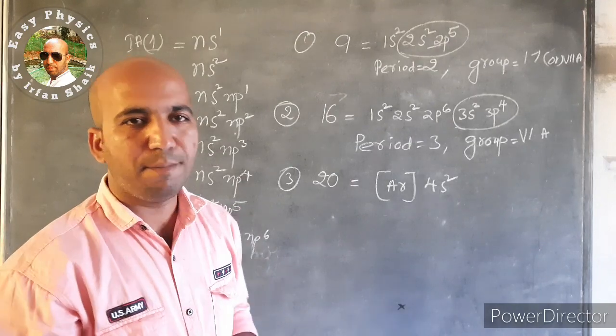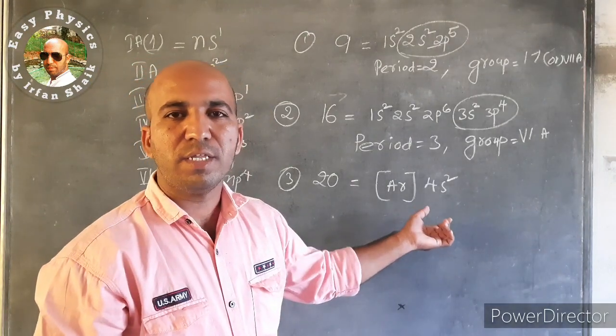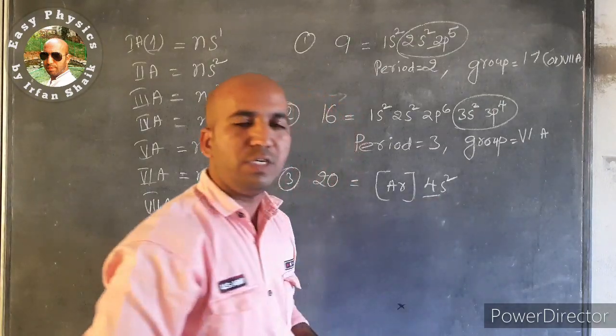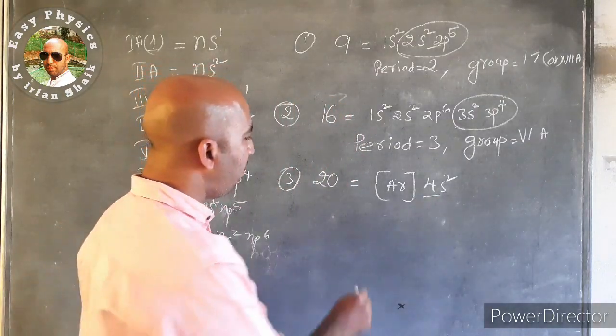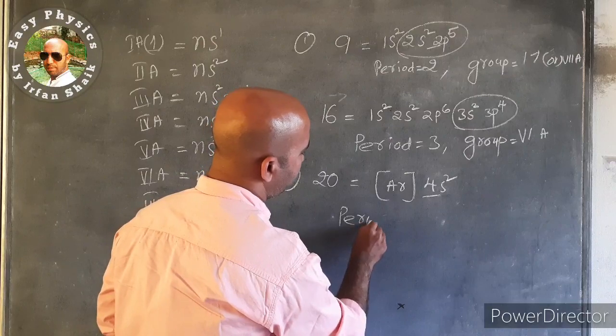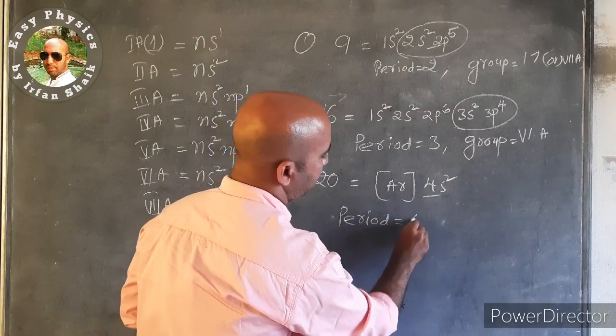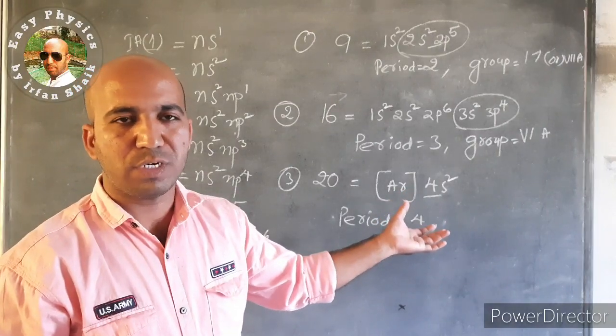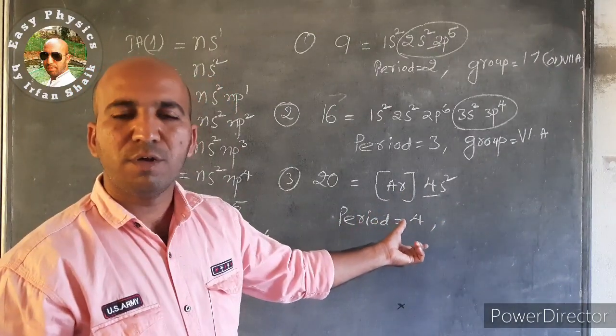Here we want to find the period number first. How to find the period number? Just by knowing the valence shell. Observe the valence shell here. The valence shell is 4, so the period number is 4, because the valence shell is the 4th shell.